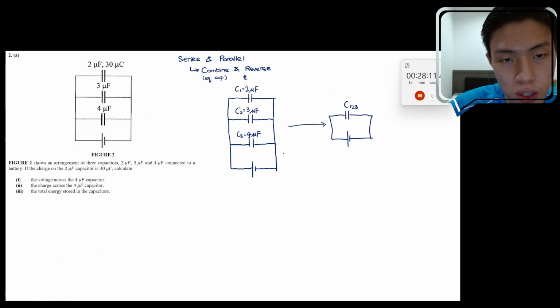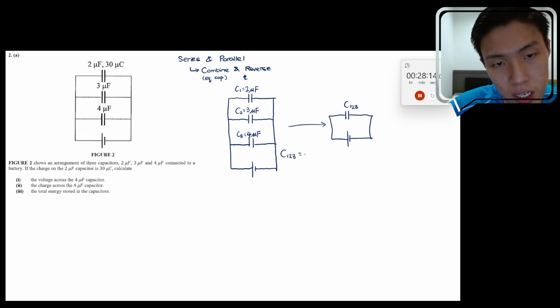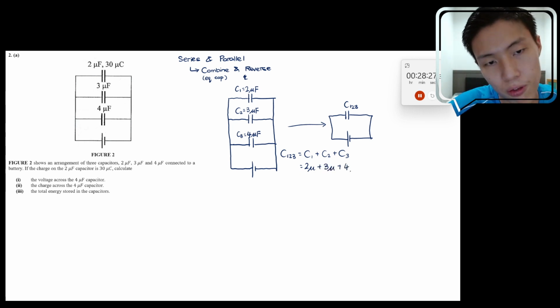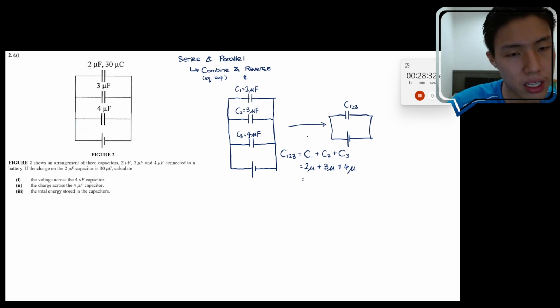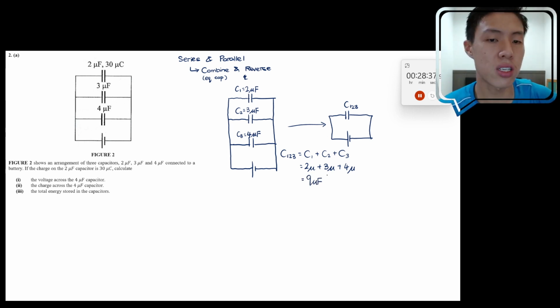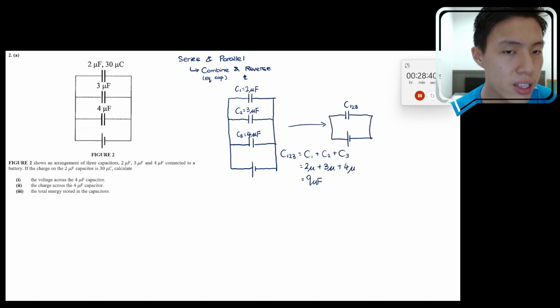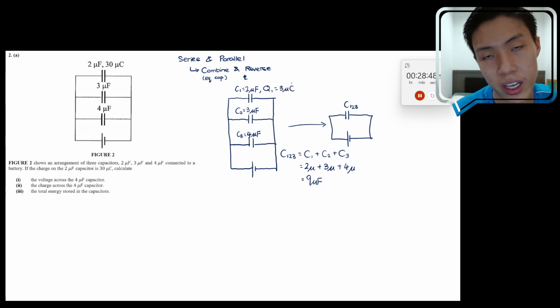So C123 here will be equal to C1 plus C2 plus C3. That will be 2 microfarad plus 3 microfarad plus 4 microfarad. Remember to write down the micro. You can write it in exponent, or in the symbol mu, that's fine. I think both are accepted. And at the end, remember to attach the unit, which is farad. So the equivalent capacitance is 9 microfarad. Let me put in the value: Q1 is equal to 3 microcoulomb, 30 microcoulomb, sorry.